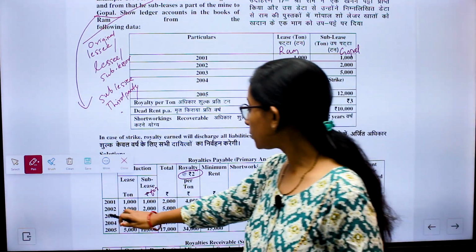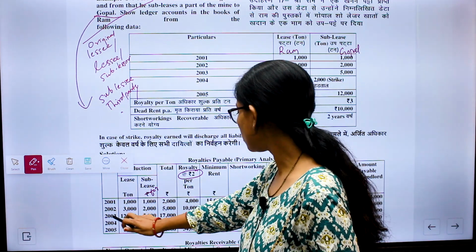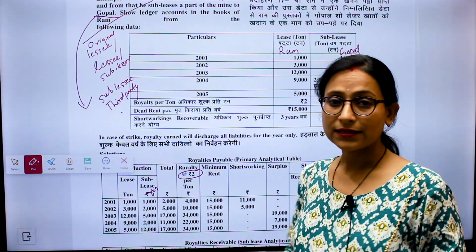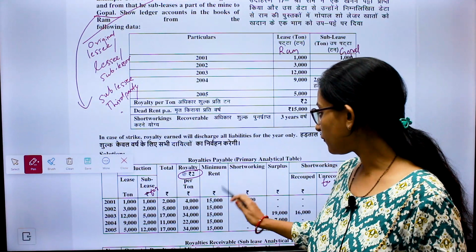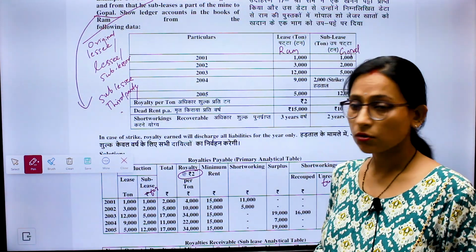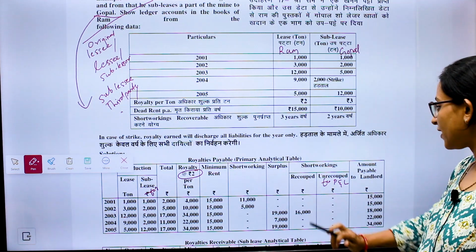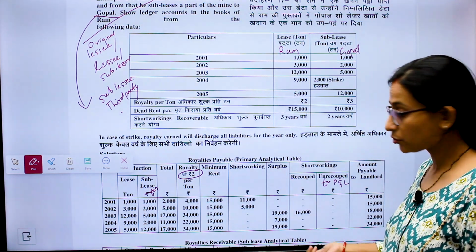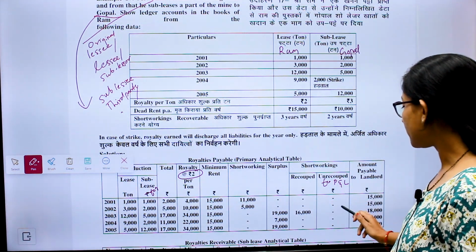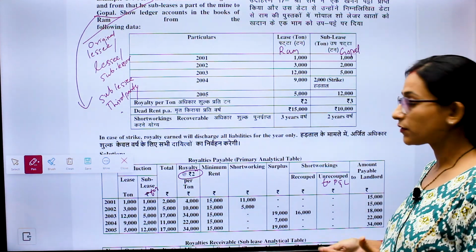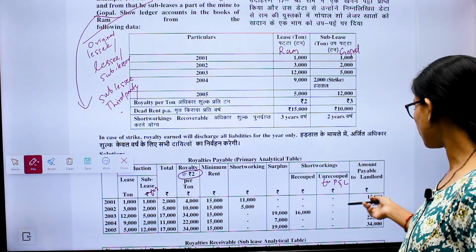Now in the year 2002, see, the royalty is 10,000 and the minimum rent is 15,000. So here also there is a short working of 5,000. So in the surplus there is a dash. Recoupment, there is no option to recoup, so we will put a dash. There is no option to transfer the unrecouped amount, so we are putting a dash.